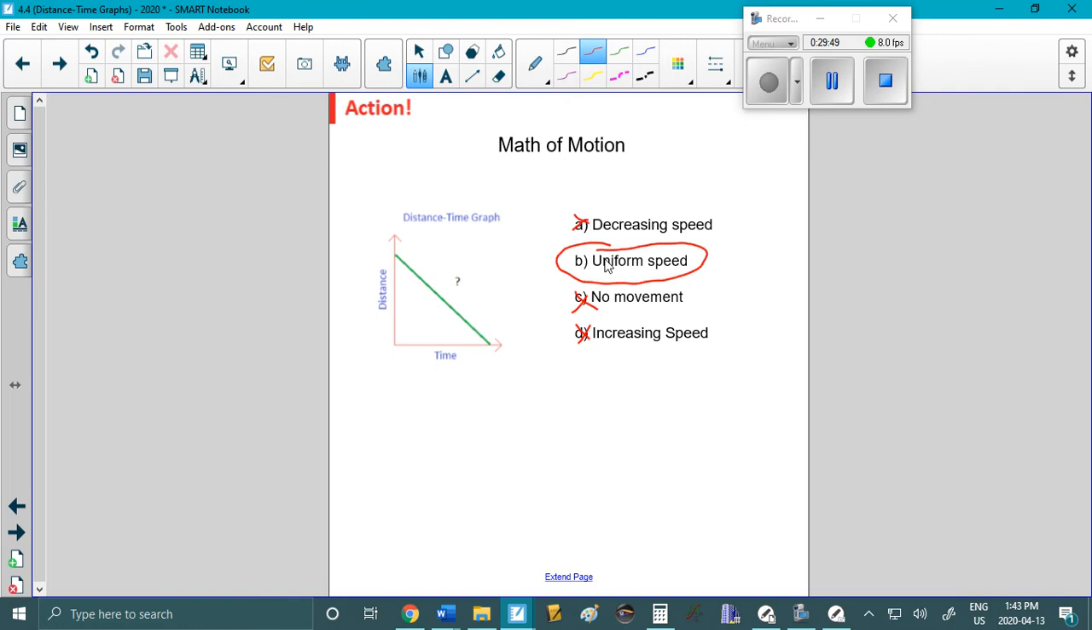A lot of people here are going to pick decreasing speed. That's why I put it first. But the speed's not decreasing. Their distance is decreasing, but the speed stays the same.